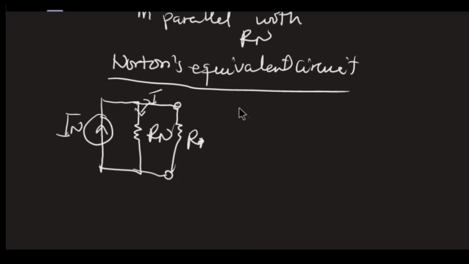Now let's state the theorem once again. The theorem is saying that any linear circuit connected between two terminals can be replaced by a Norton's current in parallel with a Norton's resistance. And the two terminals here have a resistor, which we are finding current through. Let me take a question for you to understand how this works.